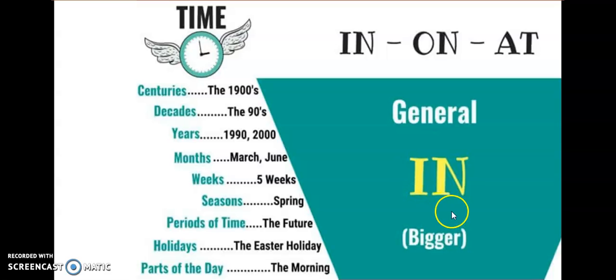For time, we use in to talk about general things. We can express centuries, for example, the 1900s; decades, the 90s; years, 1919, 2000; months, in March, in June; weeks, in 5 weeks; seasons, in spring; periods of time like in the future; holidays, in the Easter holiday; parts of the day, in the morning. So as you can see here, from centuries, decades, years, to holidays and parts of the day, we use in because these are bigger things or general times.